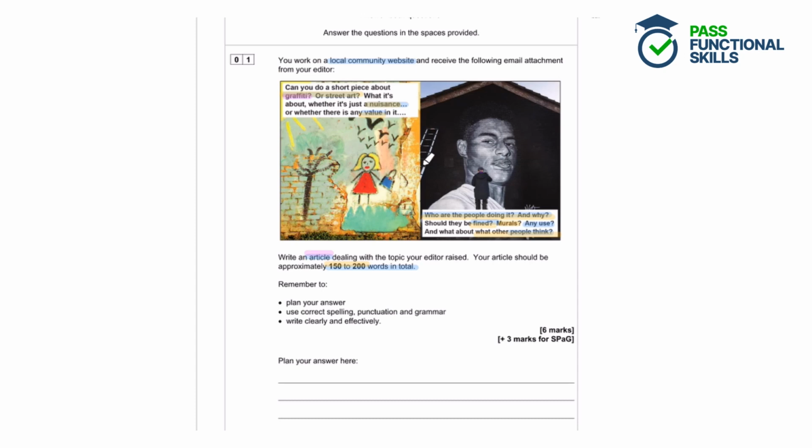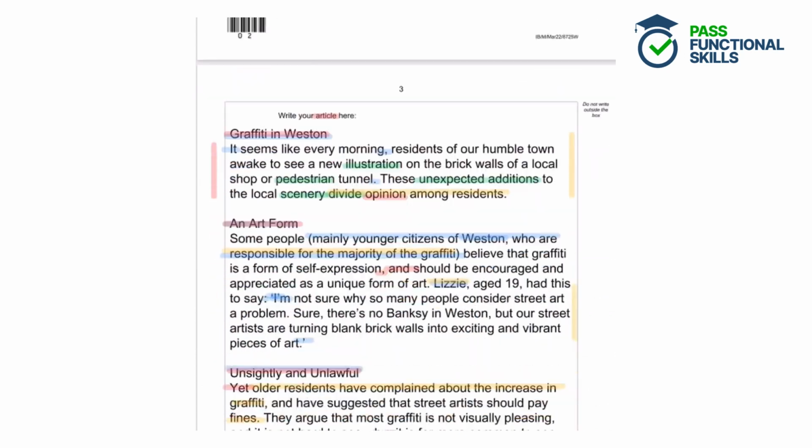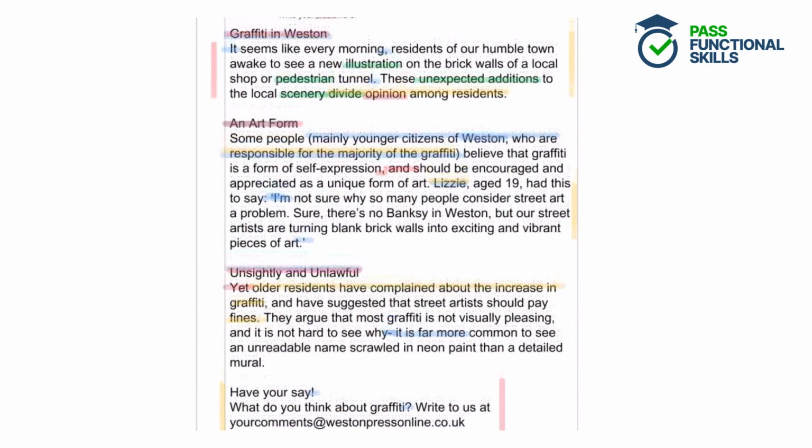Then we need to consider what the audience is. So the audience might be a bit tricky to identify because it isn't explicitly stated here, but we know that we are working for a local community website. So the audience is going to be a general audience of people in the local community. So how is this answer tailored to the audience and purpose? Well, whenever we're writing articles, we need to make sure that we are including facts, and we might want to include some opinions as well.